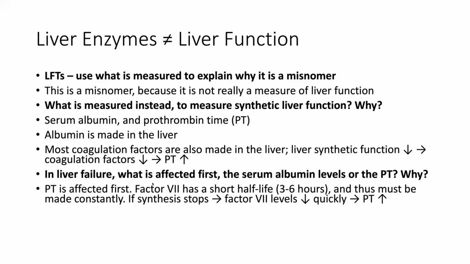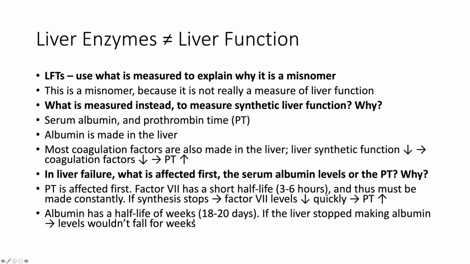It takes about 5 half-lives to basically reach steady state, or to have something completely cleared from your body. Very quickly, is this why we would use PT instead of PTT? Yes, because PT is affected first. I presume your PTT would also be affected, but the reason why I use PT is because factor 7 has the shortest half-life of all of them, at least by my understanding. As opposed to albumin, which, as IO pointed out, has a very long half-life. So again, 5 half-lives to go from 100% to 0, or from 0 to 100%.